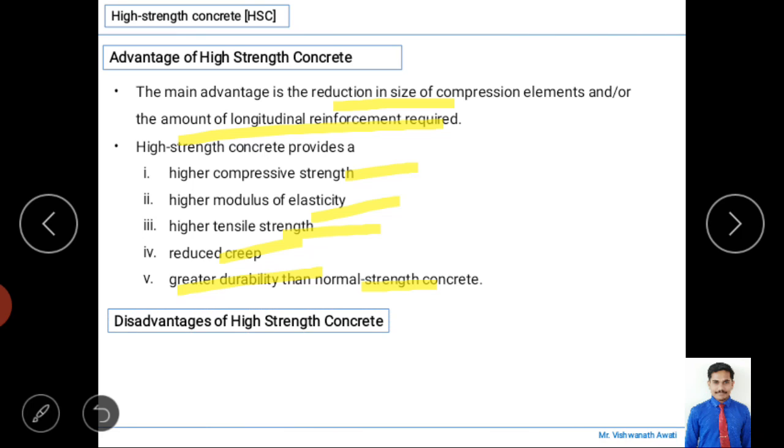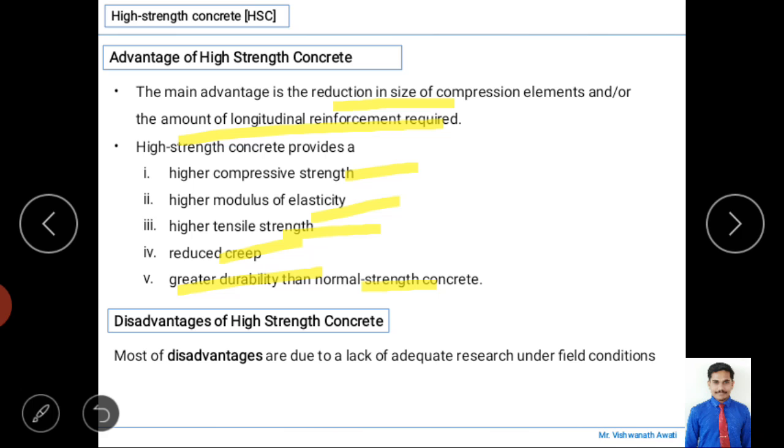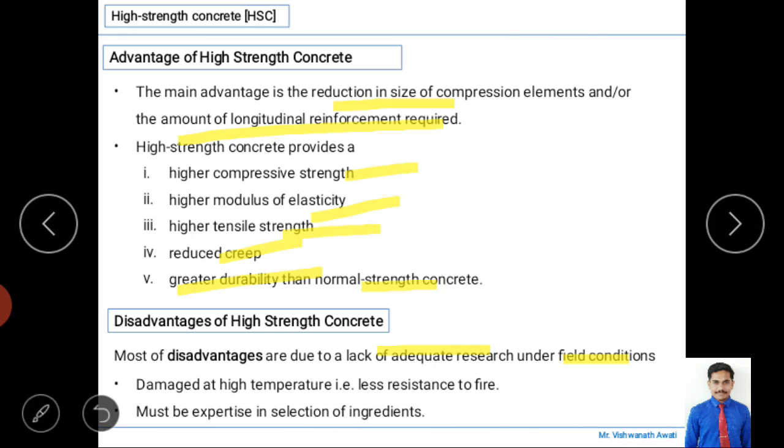Next we will see the disadvantages of high strength concrete. Research is still going on, and most of the disadvantages are due to lack of adequate research, mainly research on field conditions. Why? Because in the laboratory we can make the testing, but the result at the site is different. And we'll see some disadvantages.